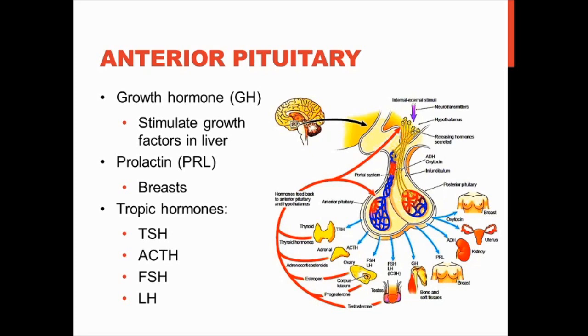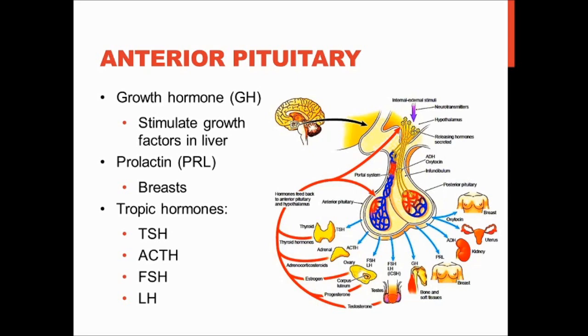So TSH is thyroid stimulating hormone. It's going to target the thyroid to produce thyroxine, which is thyroid hormone, what controls our metabolism. It produces ACTH, adrenocorticotropin hormone, and that's going to target the adrenal glands to produce all of their various hormones. It produces FSH, which is follicle stimulating hormone, and LH, which is luteinizing hormone.